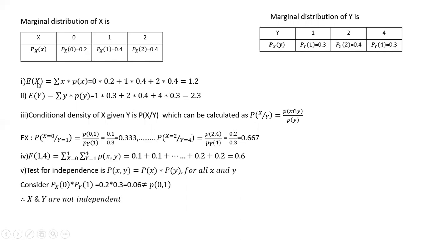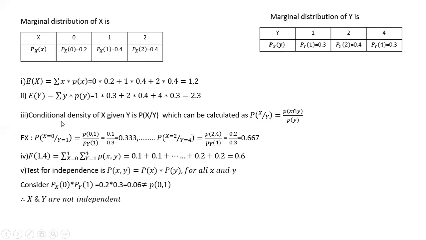So what is the expected value of x? It is the summation of x into probability of x. So 0 into 0.2 plus 1 into 0.4 plus 2 into 0.4, which equals 1.2. What is the expected value of y? Summation of y into p of y: 1 into 0.3 plus 2 into 0.4 plus 4 into 0.3, which equals 2.3.